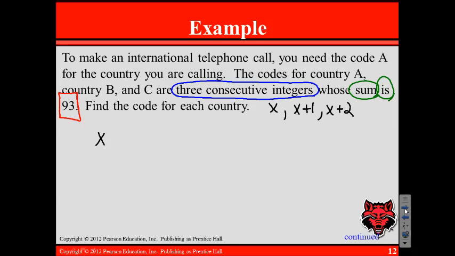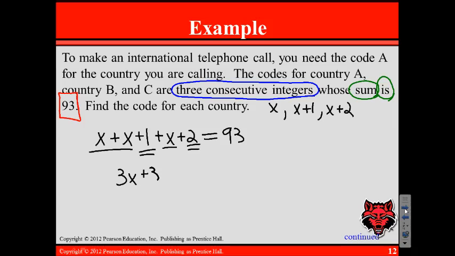So we take all 3 consecutive integers, and sum means addition. So we add them together. Whenever we see the word is, that means equals. So the sum is, or the sum equals 93. On the left-hand side, we combine like terms. So we combine the x's, we combine the numbers, and that gives us 3x plus 3 equals 93.